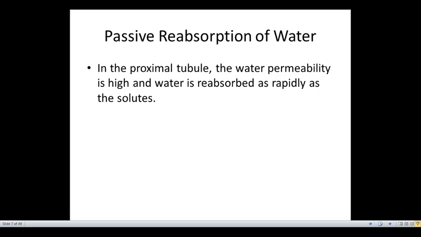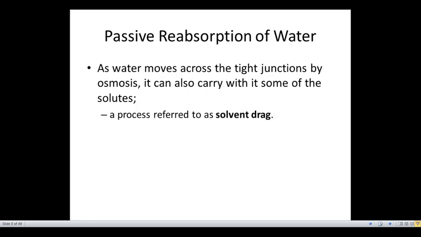In the proximal tubule, the water permeability is high and water is reabsorbed as rapidly as the solutes. As water moves across the tight junctions by osmosis, it can also carry with it some of the solutes, and this process is referred to as solvent drag.